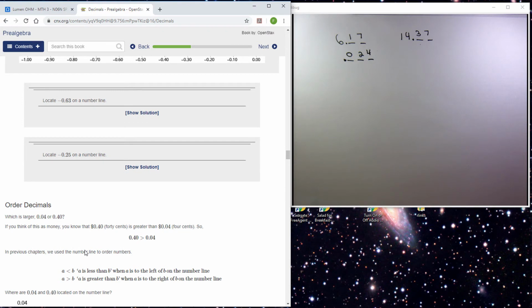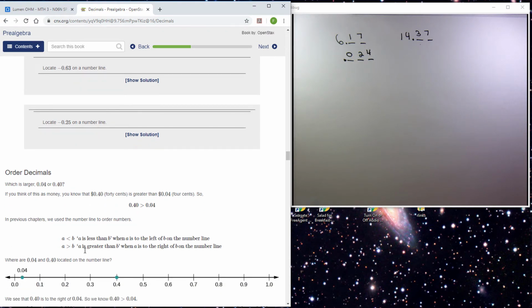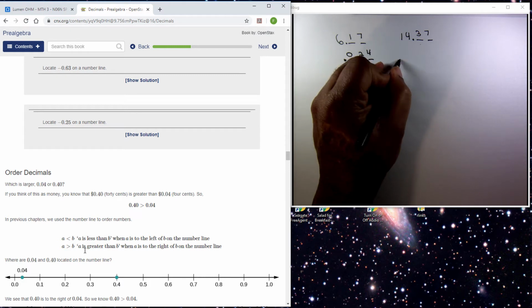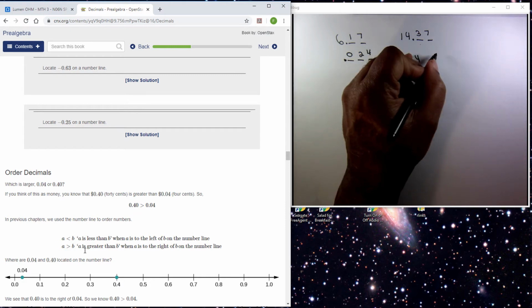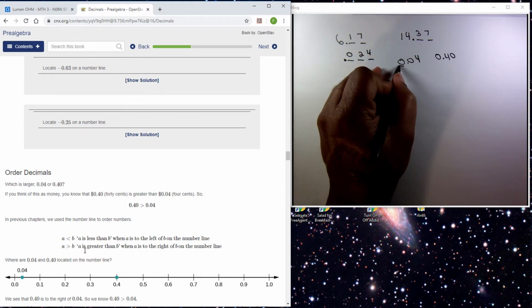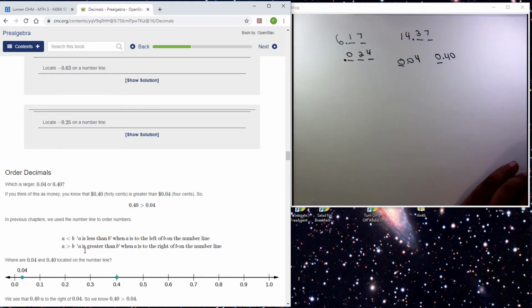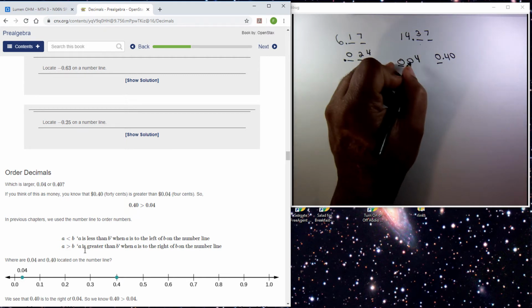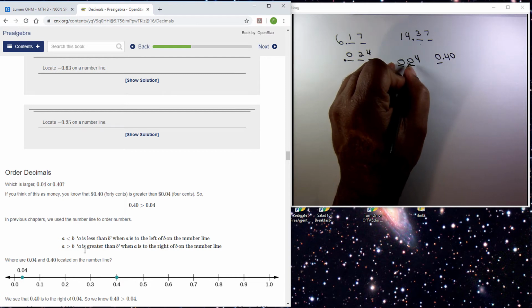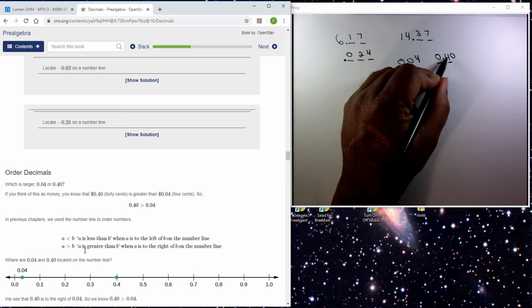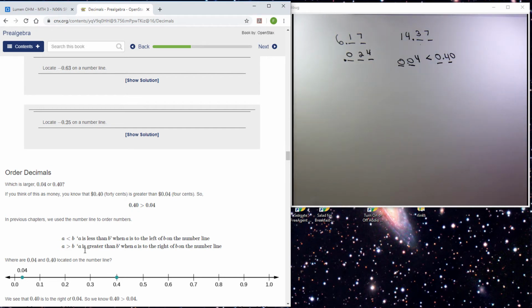Now, ordering decimals. When you order decimals, the easiest way I found is simply to put the decimals next to each other and compare the place values of each one. So if I have a 0.04 and I have a 0.40, I'm comparing the place values until I find one that's larger. Then whatever one is larger, that's the largest number. So that's 0 and that's the same. So when I do this one here and here, that's 0 and that's 4, so that's larger, so that one's going to be larger there.